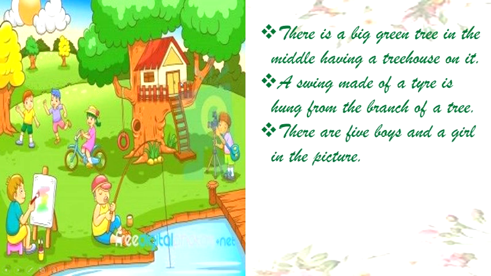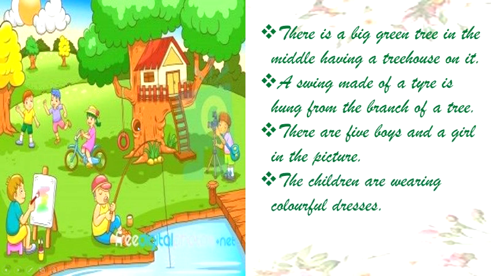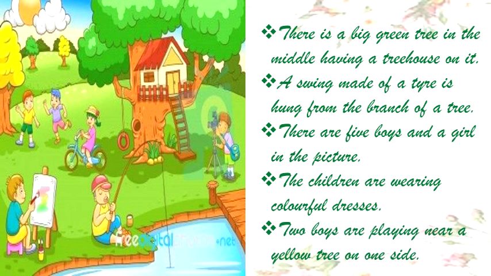There are 5 boys and a girl in the picture. So we all can see? Yes, there are 5 boys and a girl. The children are wearing colorful dresses. So that gives an idea to the viewer that the children are wearing colorful dresses. They are not black and white. Okay? 2 boys are playing near a yellow tree on one side.